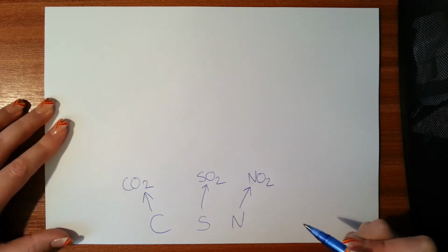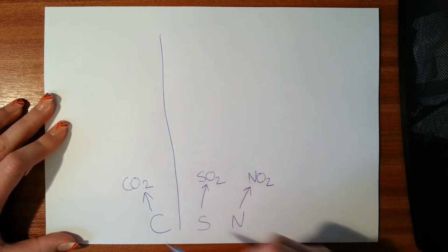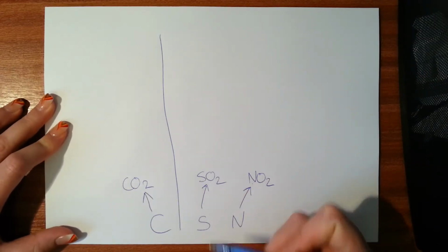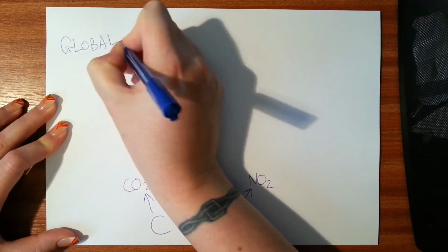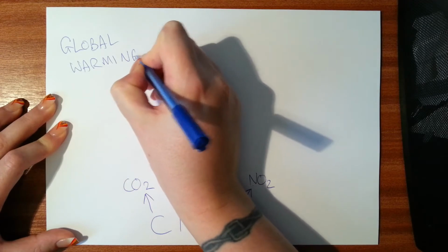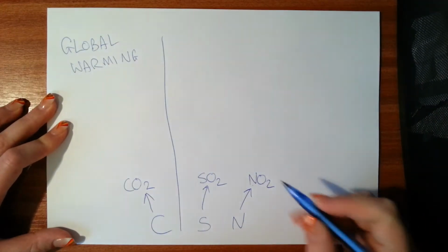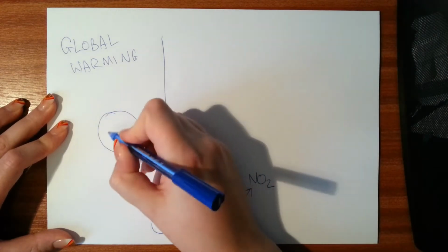This is where I'm going to separate this page into 2. This side here is what causes global warming, sometimes called the greenhouse effect. The reason why is that carbon dioxide forms a blanket around the earth.